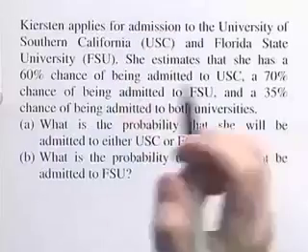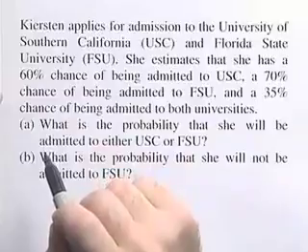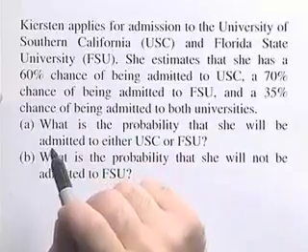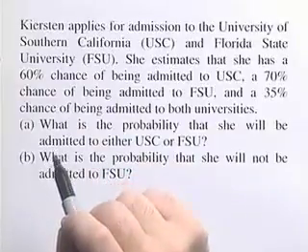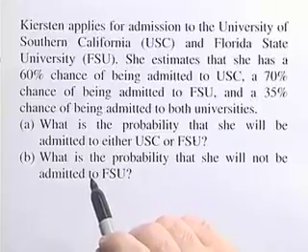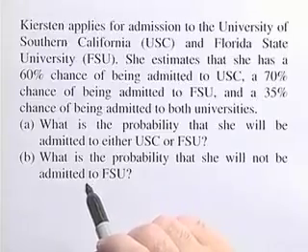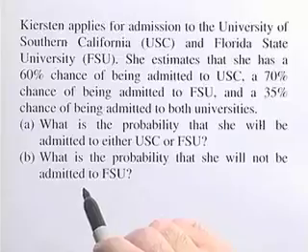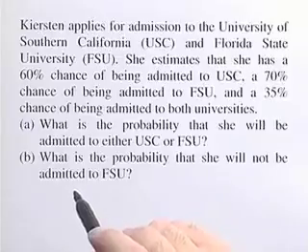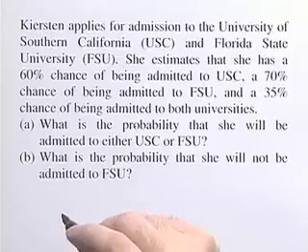Here we're going to solve a probability problem. Kirsten applies for admission to the University of Southern California and Florida State University. She estimates that she has a 60% chance of being admitted to USC, a 70% chance of being admitted to FSU, and a 35% chance of being admitted to both universities.